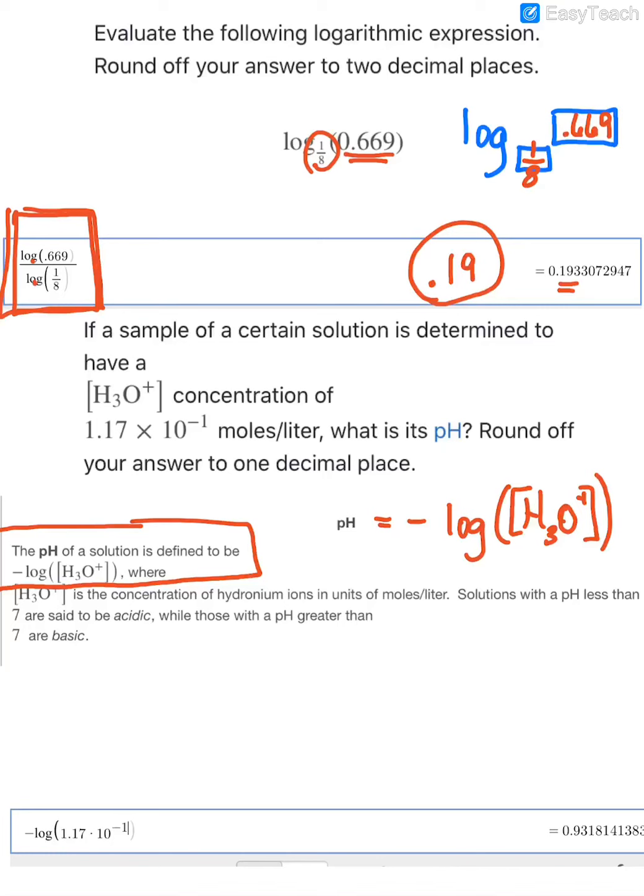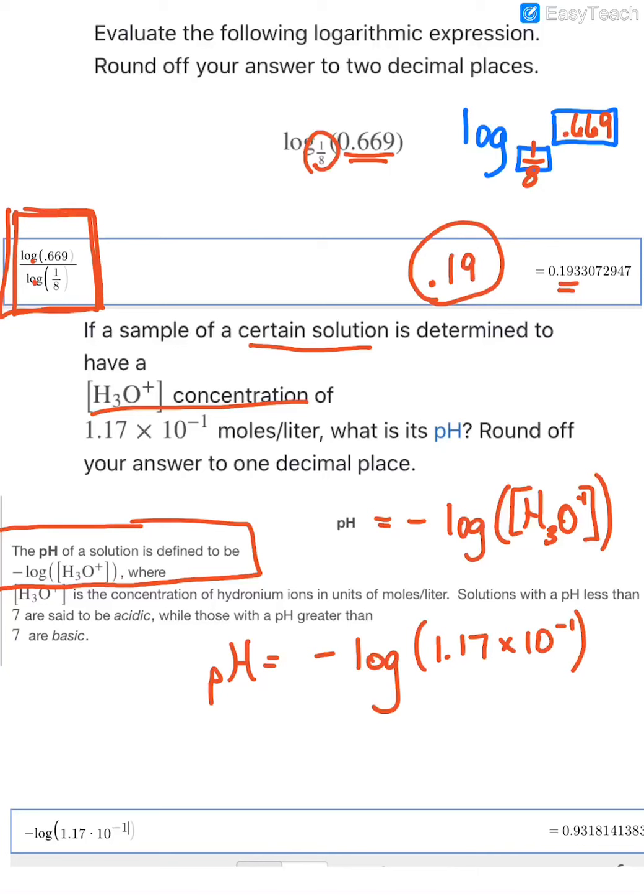So notice they're telling me that I've got a certain solution and it has this concentration of 1.17 times 10 to the negative first. So if I'm asked to find its pH, I will take the negative log of that concentration. So I'll have to punch in 1.17 times 10 to the negative first and take the negative log of that. So that's what I'm showing you I did here. I just used the Desmos scientific calculator. They're asking me to round my answer to 1 decimal place in this case. So if I look at my answer down here, that would have a pH value of 0.9.